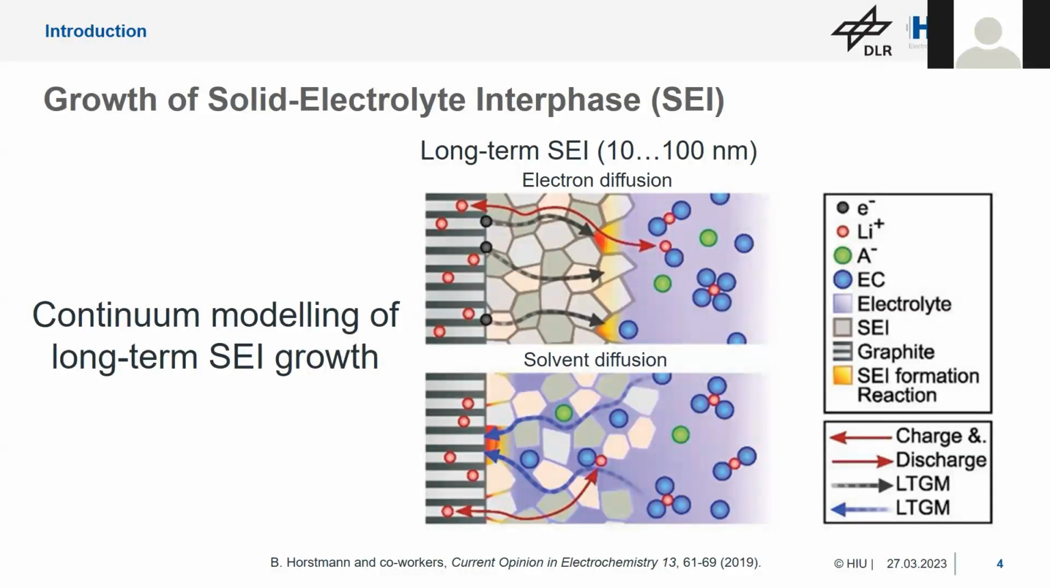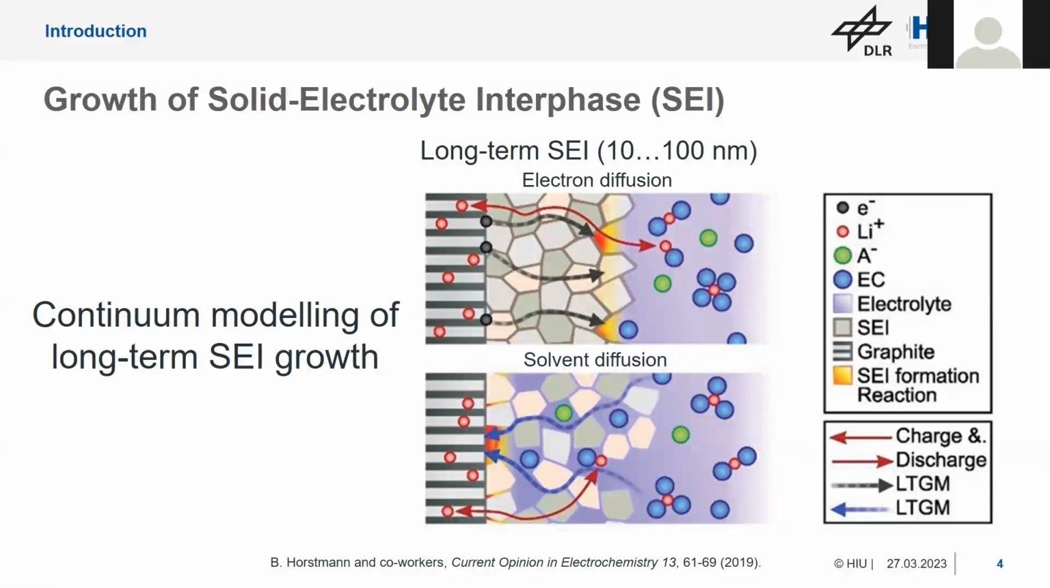That sets in after the first cycle, maybe in the second cycle, but clearly beyond the second cycle in the operation of your battery. And I have now picked out two particularly relevant degradation mechanisms. So here we have the graphite electrode. Here on top, we have the electrolyte in both pictures. And in the middle, you have the SEI, the solid electrolyte interface. And now the question is, how can the SEI grow? Particularly, there are two ways this can happen.